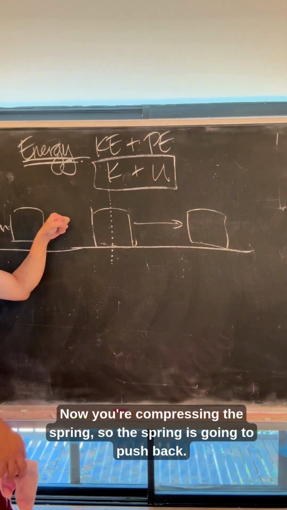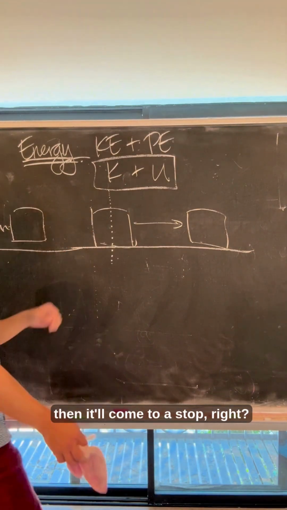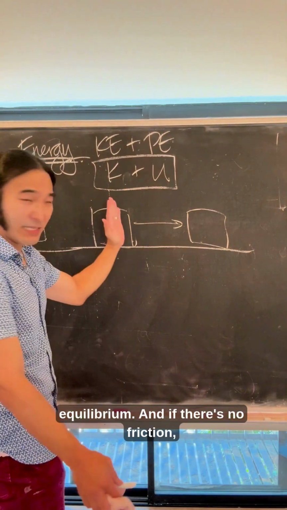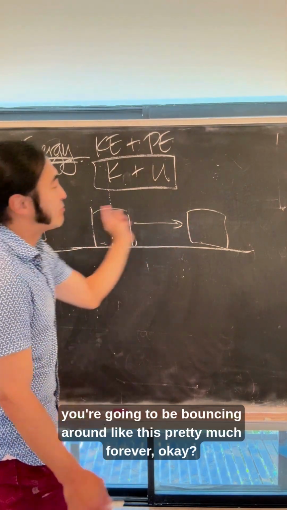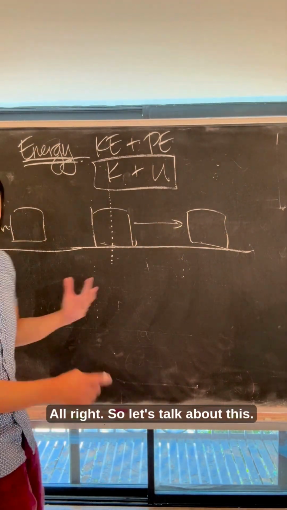Now you're compressing the spring, so the spring is going to push back. Keep pushing until maximum compression, then it'll come to a stop, right? Where the spring is going to push really hard and send it back to equilibrium. And if there's no friction, you're going to be bouncing around like this pretty much forever. Okay? All right. So let's talk about this.